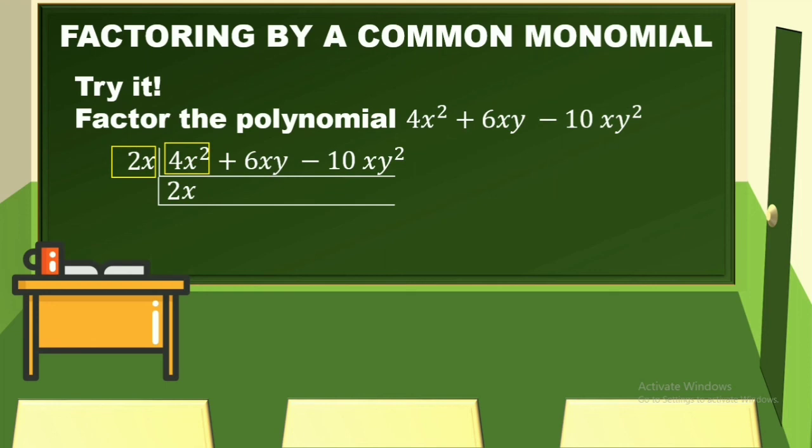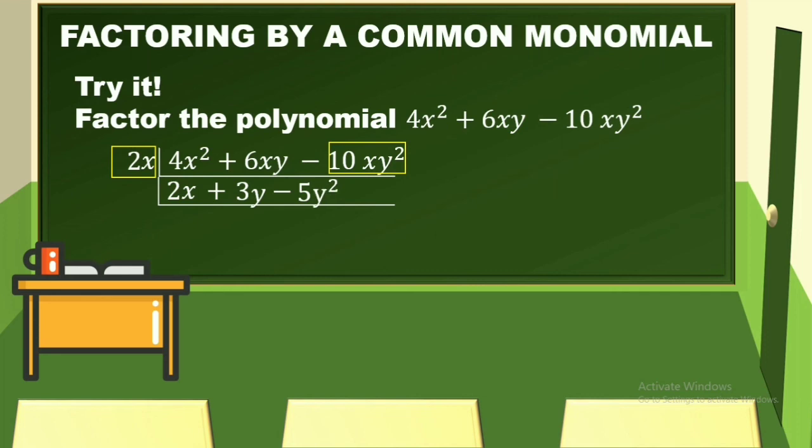Okay? Then, we have addition. Now, let us proceed to the second term, 6xy divided by 2x. So, 6 divided by 2, that is 3. And xy divided by x, cancel x. And what's left is y. Next, write the operation or the subtraction. Then let us proceed to the third term. And that is 10 divided by 2, that is 5. Y squared divided by x, that is y squared.